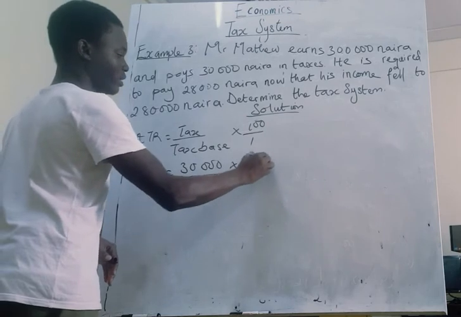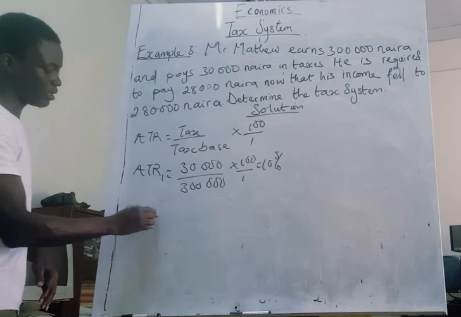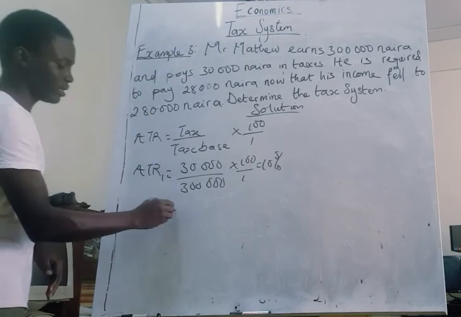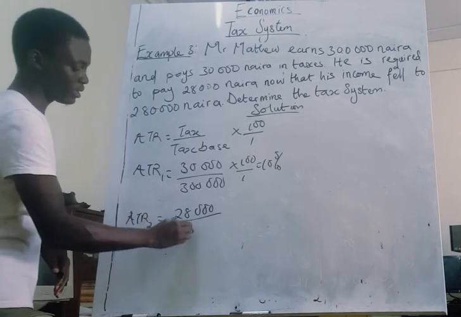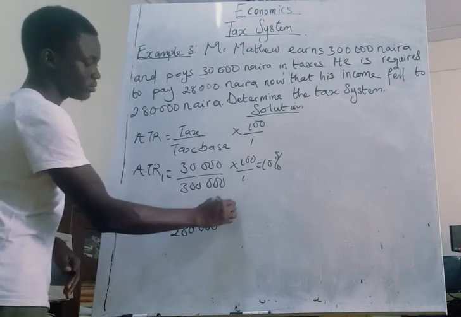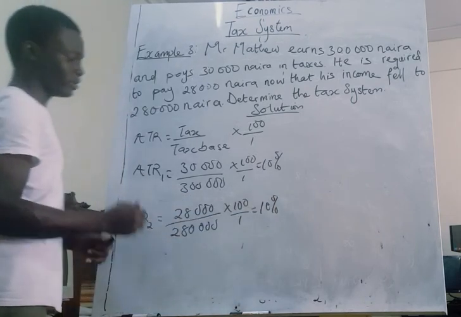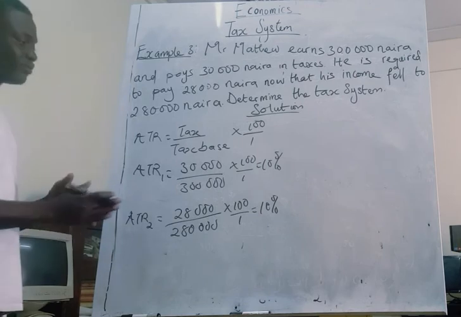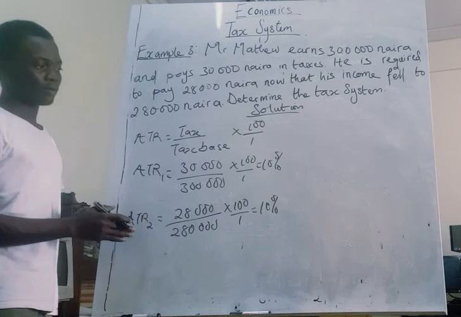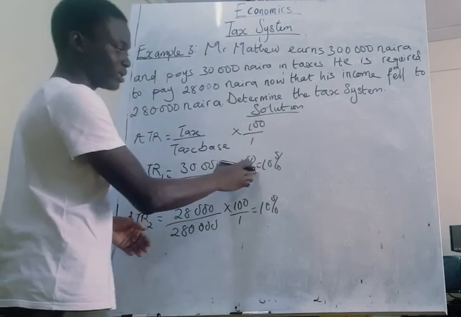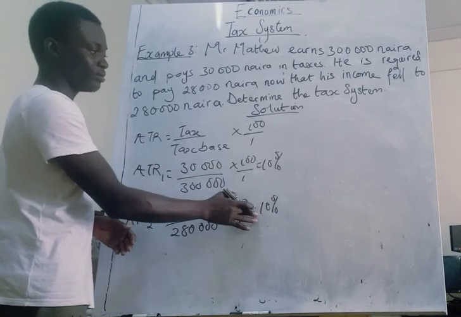So the tax rate here is 10%. Now the second ATR: Mr. Matthew now pays 28,000 naira in taxes when his income fell to 280,000 naira. So here it is still 10%. In spite of the fact that in absolute value his taxes reduced from 30,000 naira to 28,000 naira, this tax system is still proportional because the average tax rate is the same. The average tax rate did not change. You have 10% and 10%.